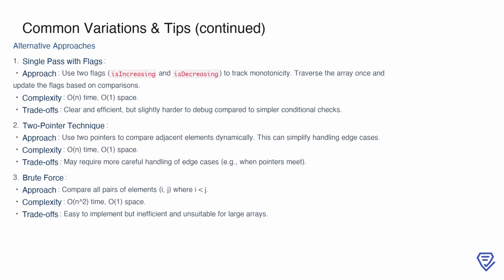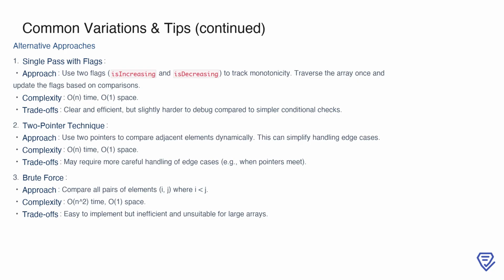Finally, let's explore some alternative approaches to solving the monotonic array problem. One of the most efficient methods is the single-pass approach using flags. Here, you maintain two flags, is increasing and is decreasing, to track the monotonicity of the array as you traverse it. By updating these flags based on comparisons, you can determine the result in O(n) time with O(1) space complexity. This method is both clear and efficient, though it might be slightly harder to debug compared to simpler conditional checks.